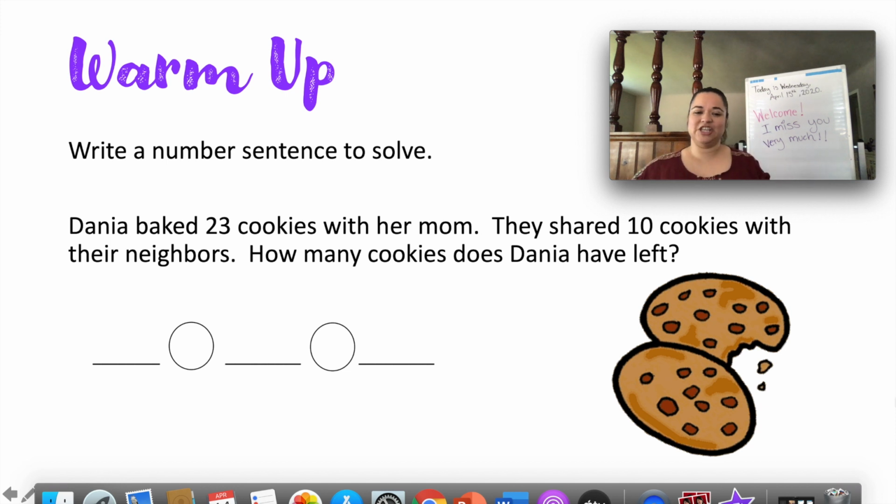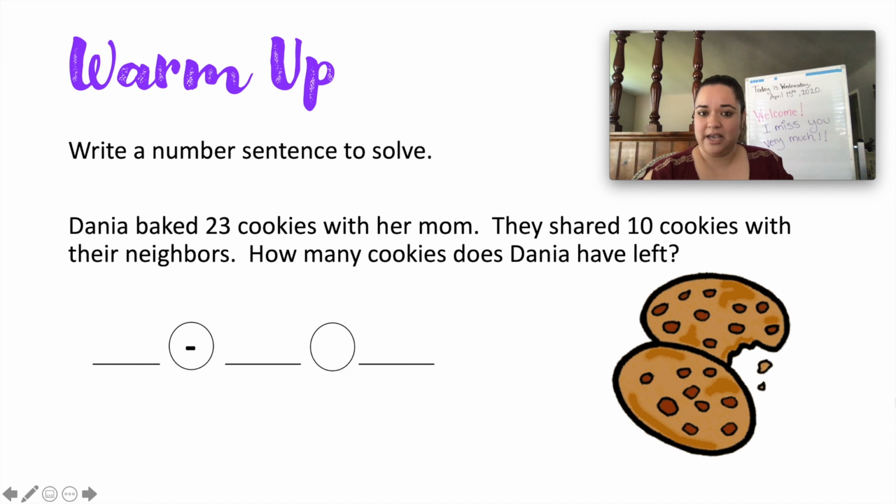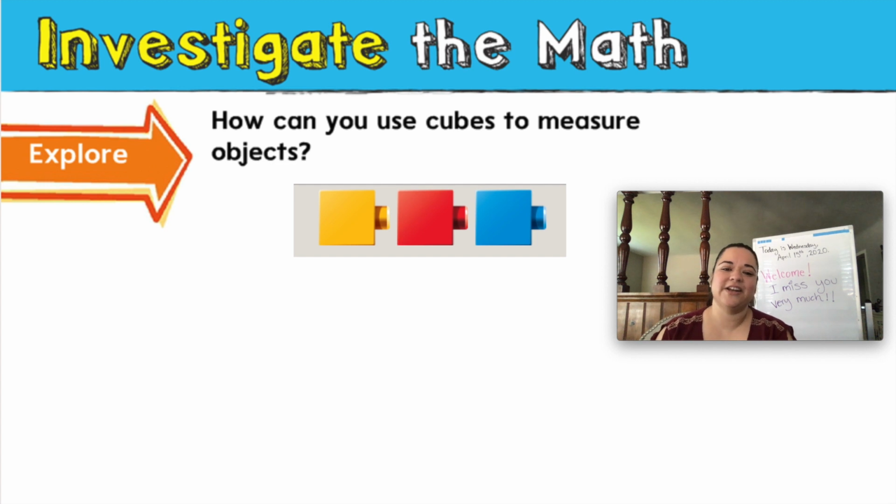All right, let's check our work. Vanya baked 23 cookies with her mom. They shared 10 cookies with their neighbors. How many cookies does Vanya have left? I was thinking it's a takeaway problem because she is giving some to her neighbor. And we see that it's 23 cookies that she had minus the 10 that she shared with her neighbor. That means that she has how many cookies left? 13. Nice job.